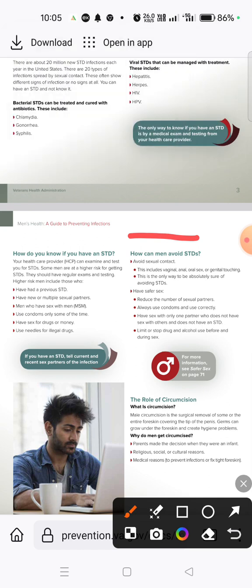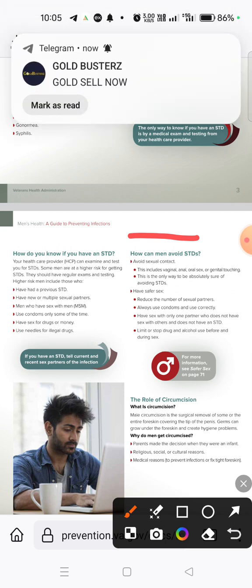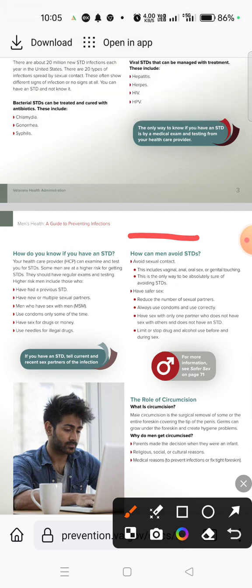Always use condoms and use them correctly. Have sex with only one partner who does not have sex with others and does not have an STD. Also limit or stop drug and alcohol use before and during sex. This is how men can avoid the disease.